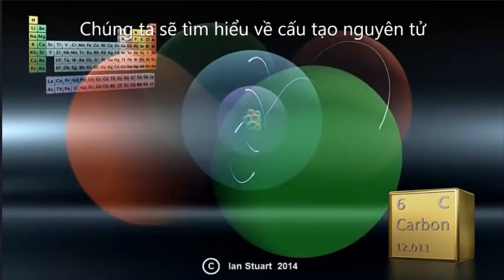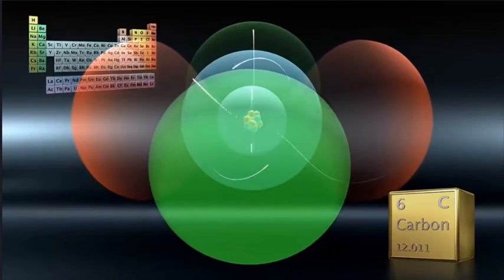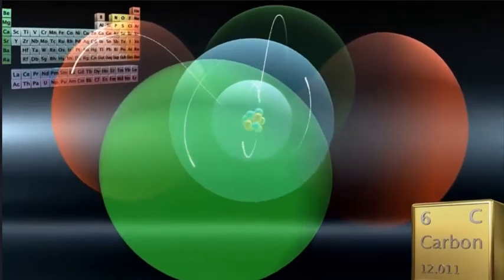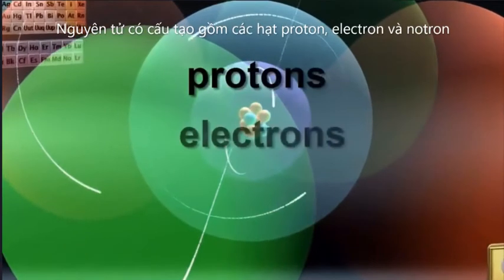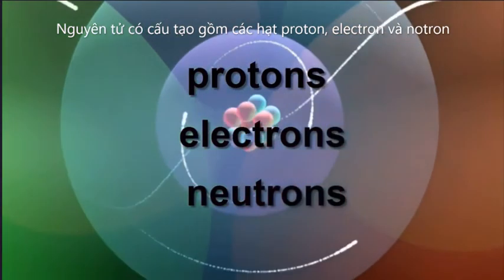In the previous video, we discovered that all the atoms in the periodic table are made from just three kinds of particles: protons, electrons, and neutrons. The whole world, in fact. Amazing.